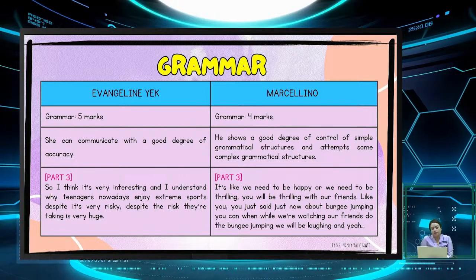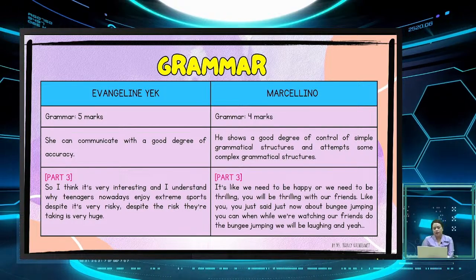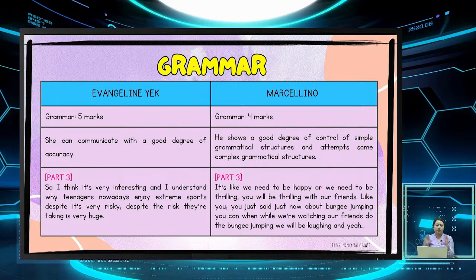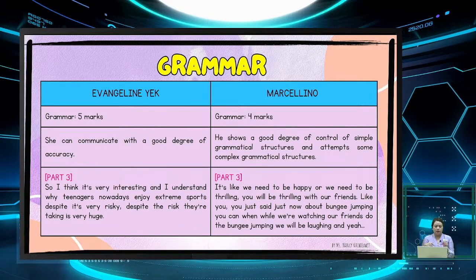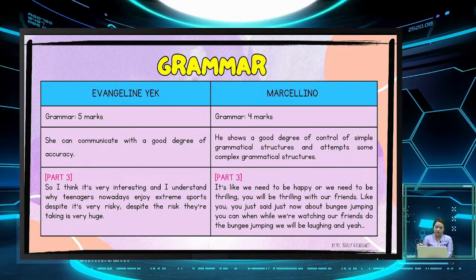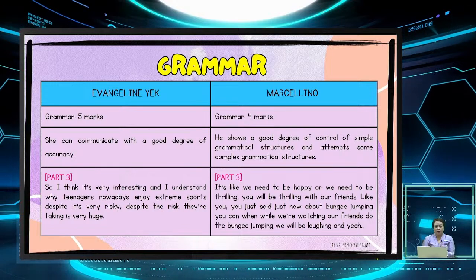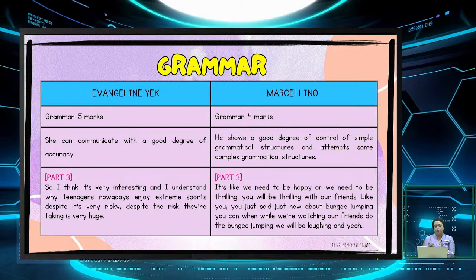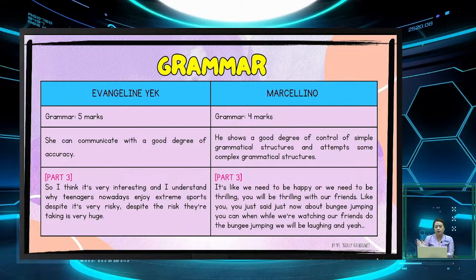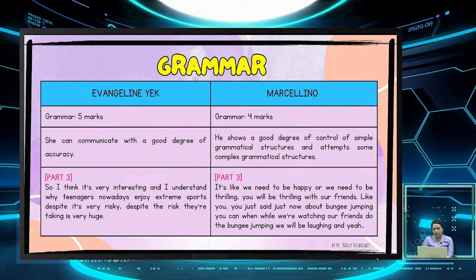If you look at his answer for part 3, this is his answer. It's like we need to be happy or we need to be thrilling. This is where the grammar is already a bit out of place. You will be thrilling with our friends. If we don't look at the grammar, we do understand what he meant, but because we are looking at the grammar one by one, "you will be thrilling with your friends" is not quite acceptable in the English language.